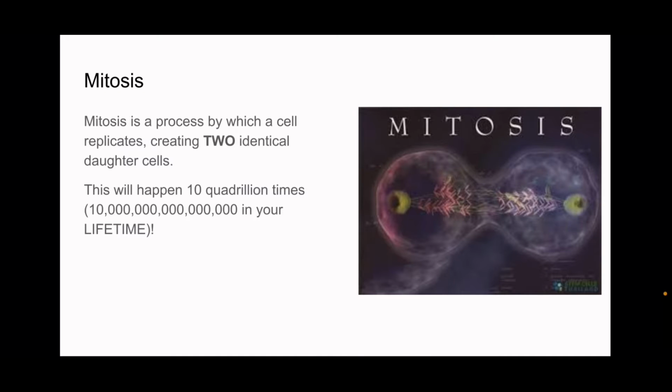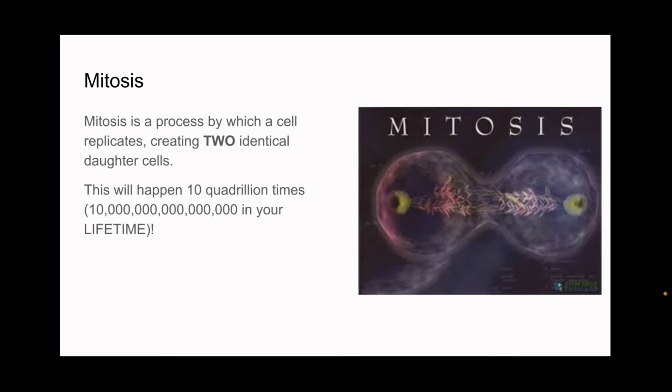Mitosis is a process by which a cell replicates, creating two identical daughter cells. This will happen 10 quadrillion times in your lifetime, and that is how big the number is. If it helps you remember, it is a huge amount of times it happens, and it's unreal to even imagine.